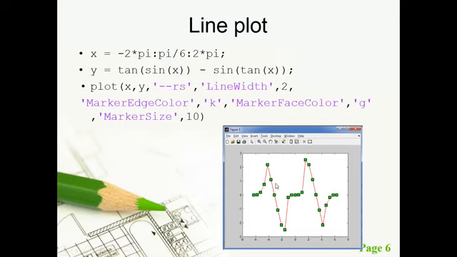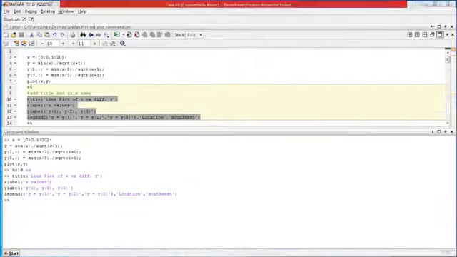Here you can see the red color, red dash type, then r indicates the red color, s indicates the marker type, s is the square, then line width, we are selecting the line width as 2, then marker edge color, the square surrounded by black color, k indicates the color black, marker face color, that is this marker or point color is green, and marker size is 10. We'll see this example in MATLAB.